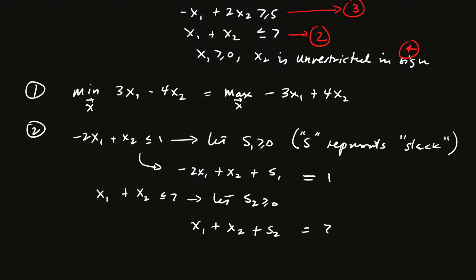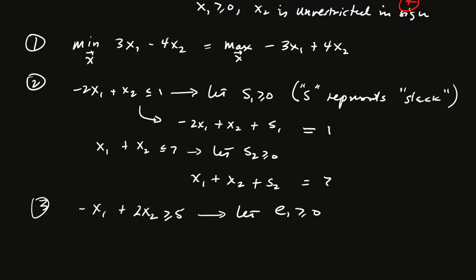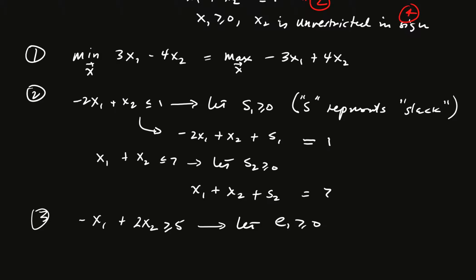Finally, number 3 is what? We want to use the equation minus x1 plus 2x2 greater than or equal to 5. We need to do something to that. So the idea here is we're going to let e1 be greater than or equal to 0, and e is going to represent excess. So e1 is going to represent the excess of this quantity to 5.